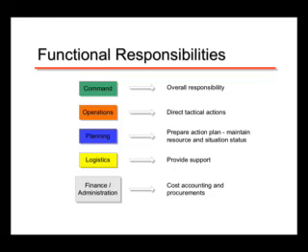So another way of looking at the functional responsibility: command has overall responsibility. They're accountable. They set the strategy and probably the tactics. Operations coordinates and directs the tactical actions set by the commander. Planning, as we mentioned before, prepares the action plan, maintains resources, and the situation status. Are people actually ready to go on standby, or are they actually performing tasks?